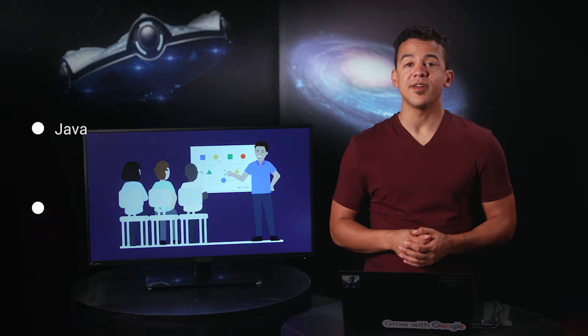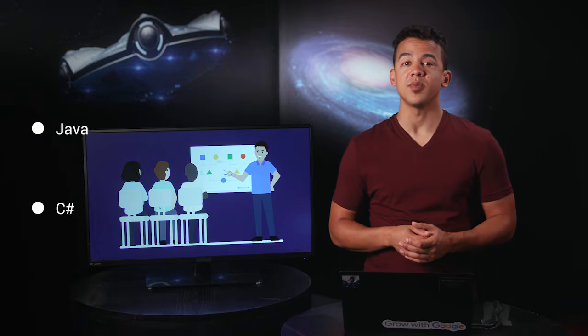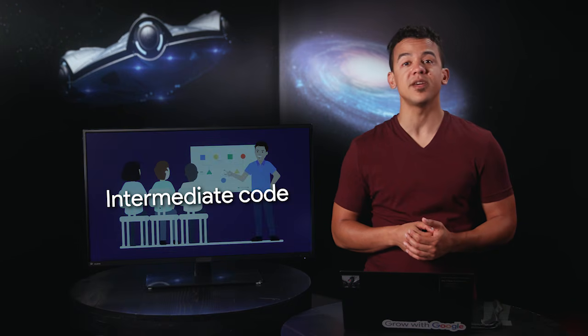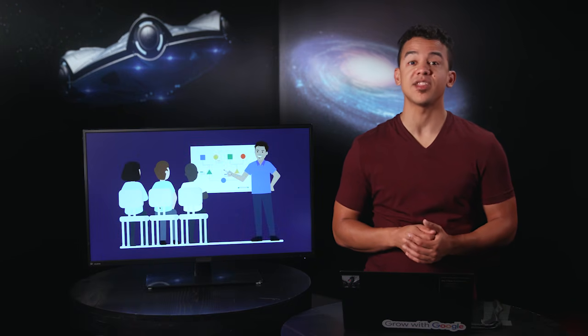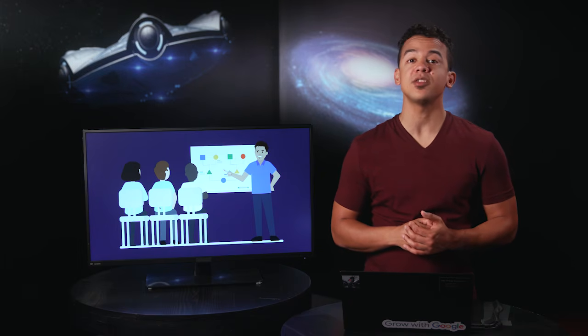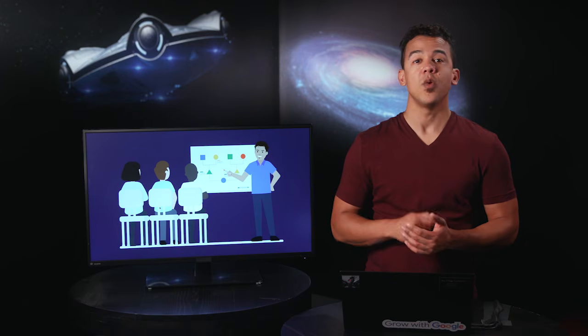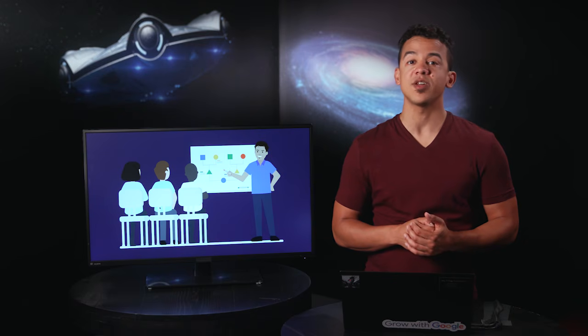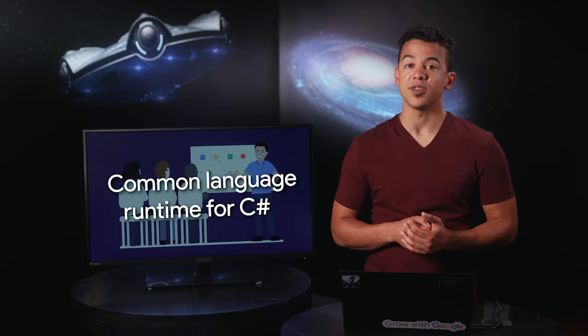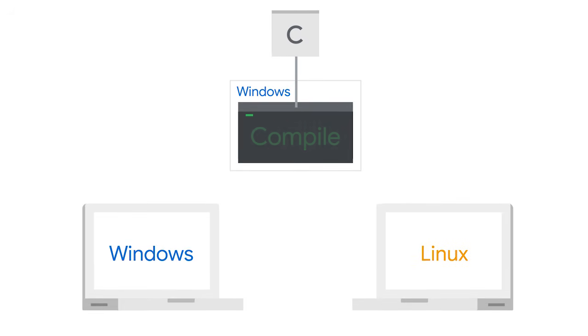Last up, Java and C# are languages that use a mixed approach. The code needs to be compiled first, but it gets compiled into intermediate code. This means that instead of getting compiled into machine language that's specific for the current operating system, it gets compiled into portable code that can execute on different platforms. We execute this code using a program that's OS specific: the Java Virtual Machine for Java, and the Common Language Runtime for C#.